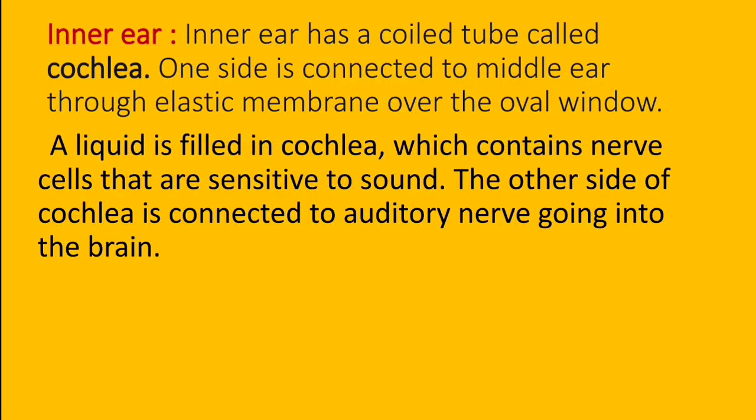Inner ear. The inner ear has a coiled tube called the cochlea. One side is connected to the middle ear through an elastic membrane over the oval window. A liquid is filled in the cochlea which contains nerve cells that are sensitive to sound. The other side of the cochlea is connected to the auditory nerve going into the brain.